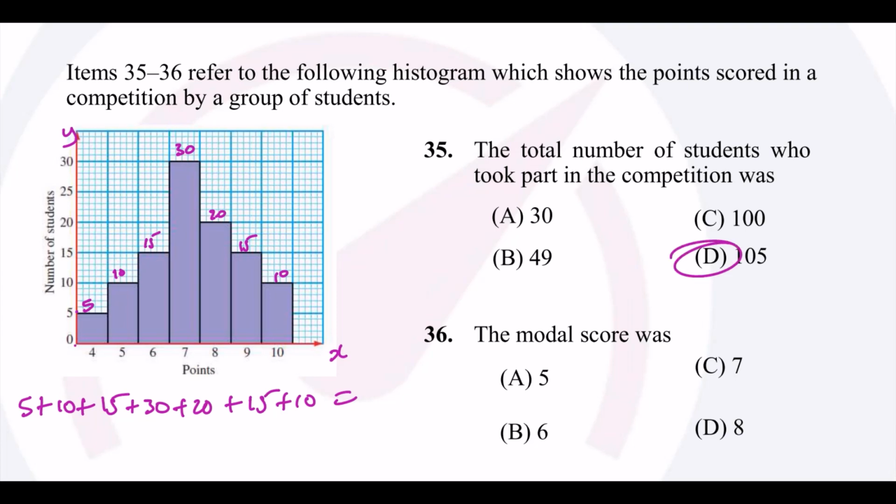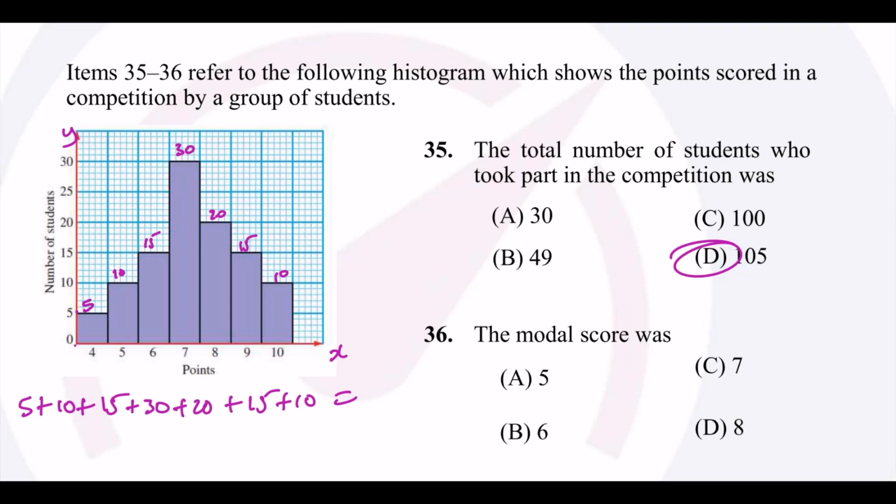So we get D, 105. Question 36, the modal score was. We know the modal score is the one that occurs the most, or you can say the one with the highest frequency. Now, what score here has the highest frequency? The highest frequency will normally correspond with the one that has the highest bar.